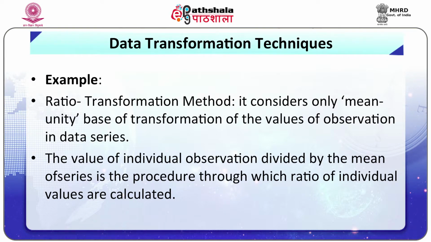Example 2, ratio transformation method. It considers only mean unity base of transformation of the values of observation in data series. The value of individual observation divided by the mean of series is the procedure through which ratio of individual values are calculated. For instance, the same data of socioeconomic attributes given in table 6 are transformed to get dimensionless ratio transformed values.